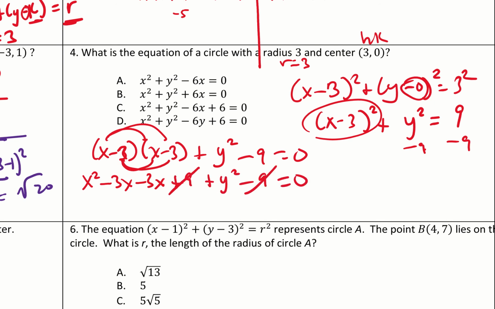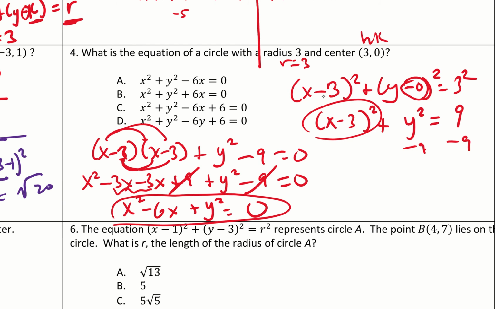Notice that the negative 9 cancel, and this becomes negative 6x. And so there's my other equation in another format, and it looks a lot like this equation, so the answer is A.